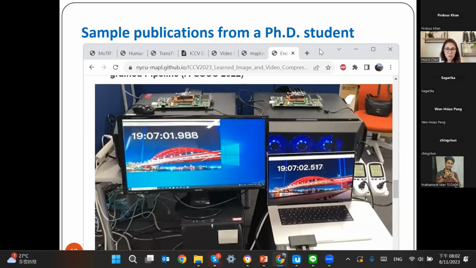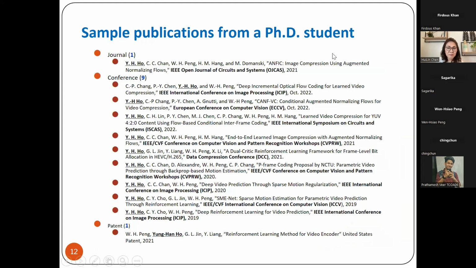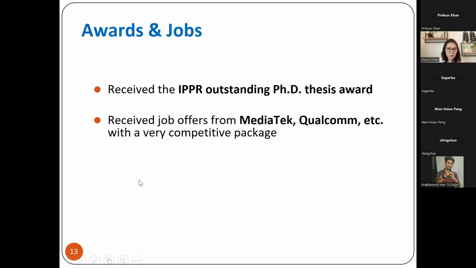And I also hope that some of you would consider coming to NYCU and joining my research lab to conduct research together with my lab members. To give you a rough idea of what it is like to receive, for example, your PhD degree from my research lab, this is the publication list. This publication record was by my former PhD student who received his PhD degree just last year. In order to receive a PhD degree, you really need to show that your work is worth publishing in top tier journals and conferences. And this student received a very good package from top tier companies, both in Taiwan and in the United States.